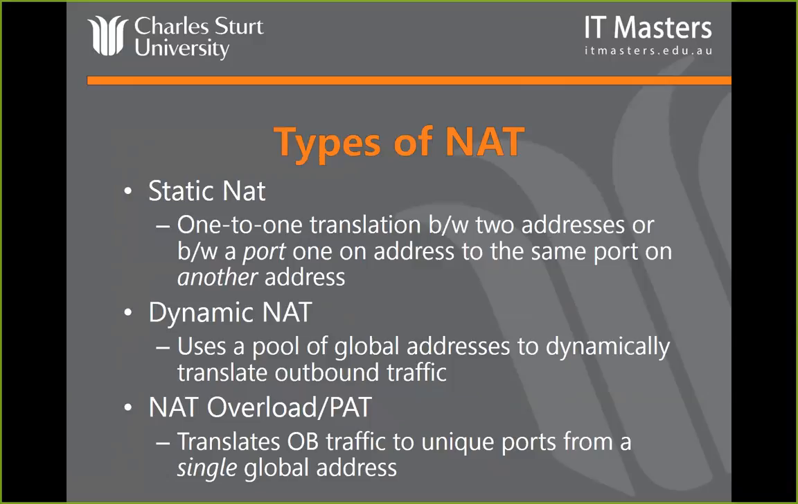And then we have NAT overload, or port address translation, which is pretty commonly used, mainly at internet choke points. It translates the outbound traffic to unique ports from a single global IP address. So you might have lots of different private IP addresses internally that need to get out to the internet as they pass through the router. In this case, they would be NATed to a single IP address outbound. It might be the external IP address on that particular router, or it could be another one, but it's an external IP address. All of that traffic will come from the single IP address, and it's differentiated by those ports, by the TCP or UDP ports.